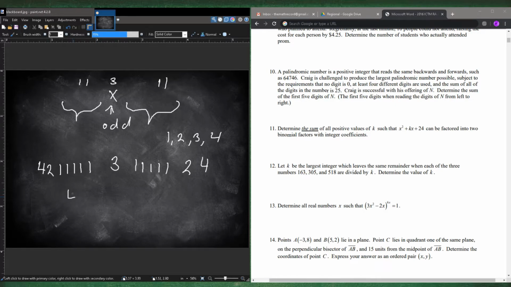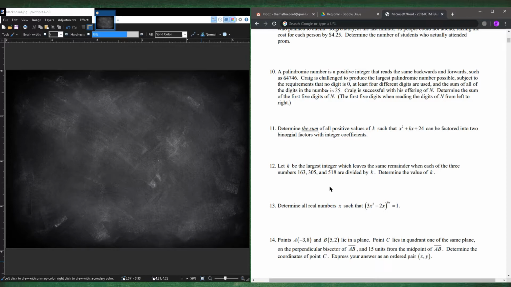So your biggest number is 4, 2, 1, 1, 1, 1, 1, 3, 1, 1, 1, 1, 1, 2, 4. So that's our largest palindrome. So what's the sum of the first 5? That is 4 plus 2 plus 1 plus 1 plus 1. So that's 6, that's 7, that's 8, that's 9. So our answer for number 10 is 9.